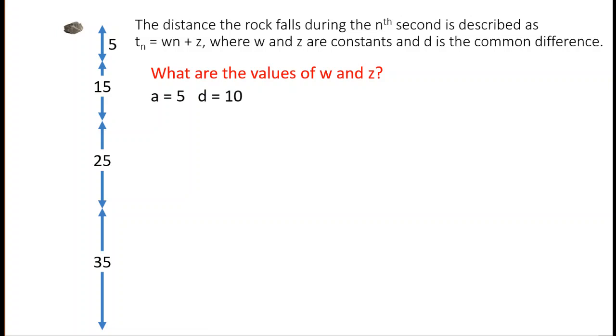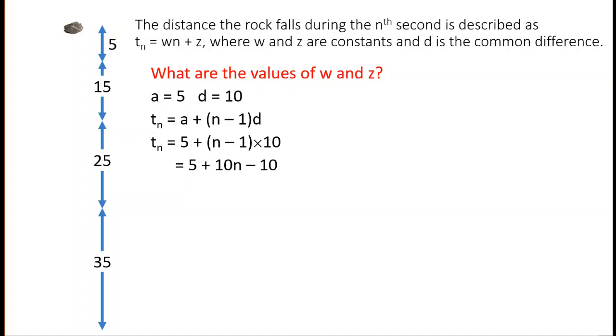Well, I know that a equals 5 and d equals 10, and again I use this formula. I substitute those values into the formula, and I end up with 5 plus 10n minus 10, and I end up with 10n minus 5, but that can be rearranged as 10n plus minus 5. And comparing that to the expression in the question, W equals 10 and Z equals minus 5.